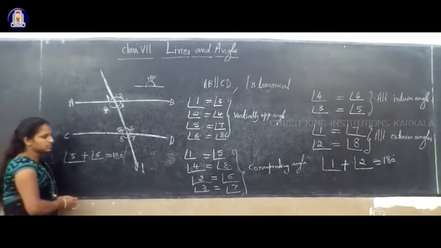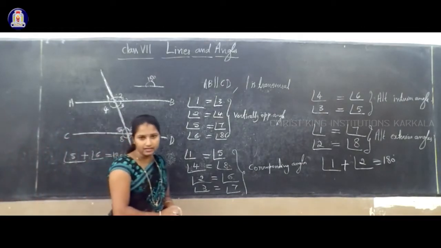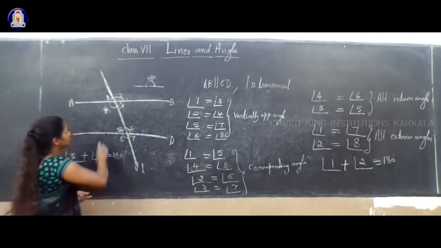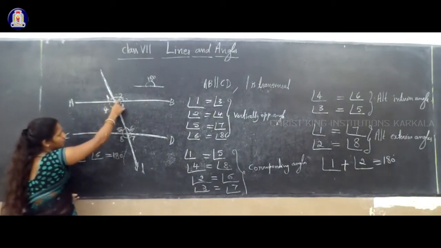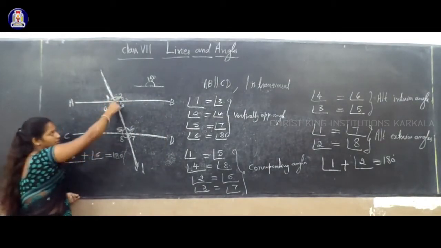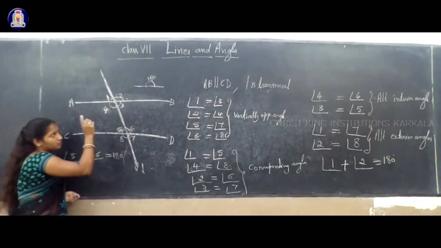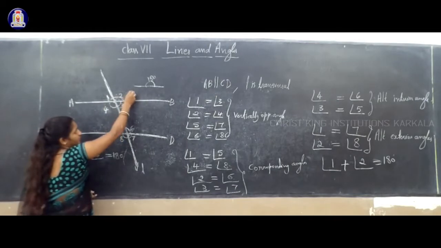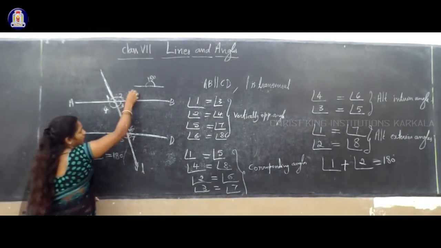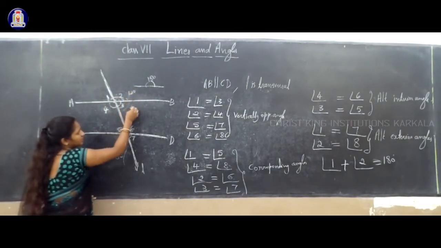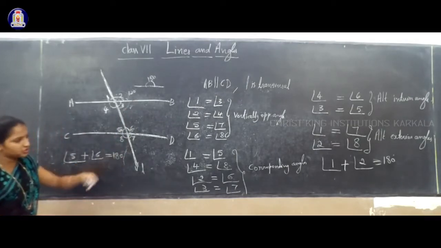Clear? So next, a straight line, a straight angle, that is 180 degrees, right? So angle 1 plus angle 2 is equal to 180, and angle 2 plus angle 3 is also 180 degrees. Suppose one angle is given as 120 degrees. So what is angle 3? Then we can easily find it by the straight angle, right?